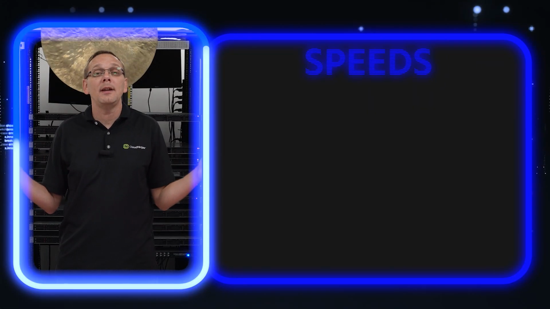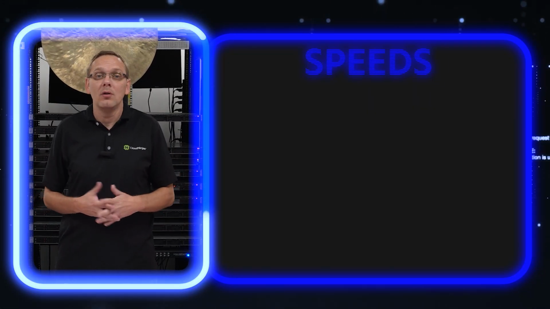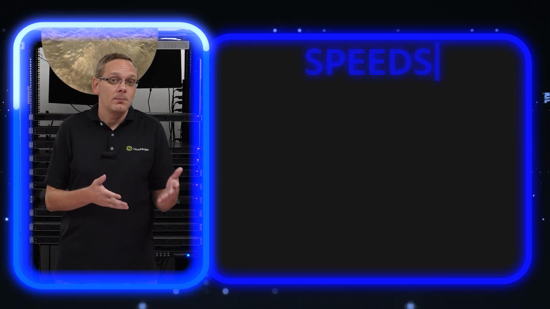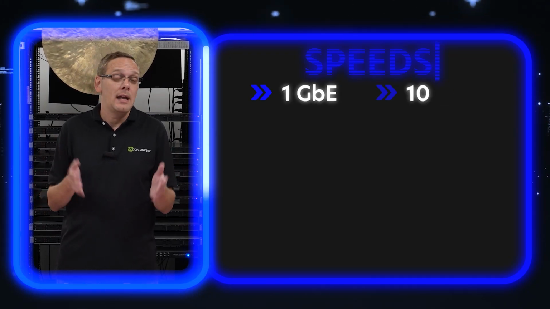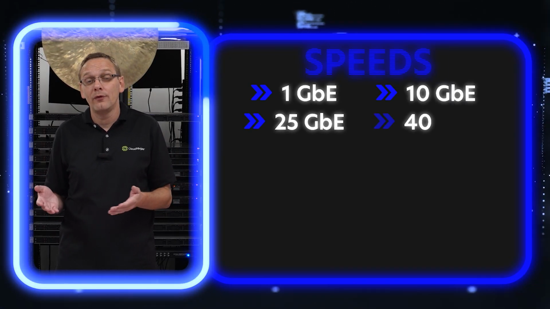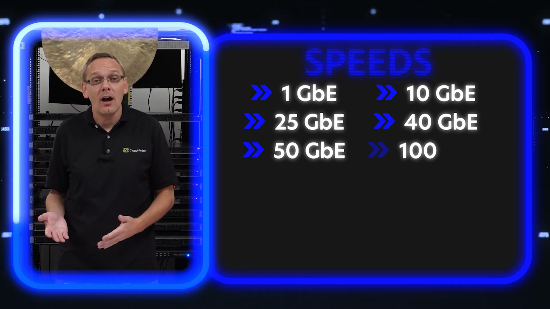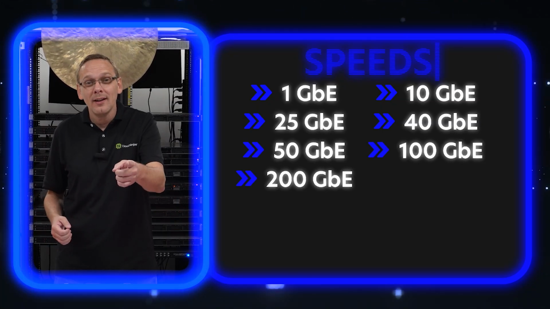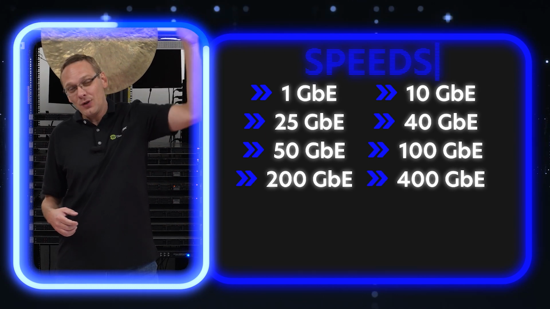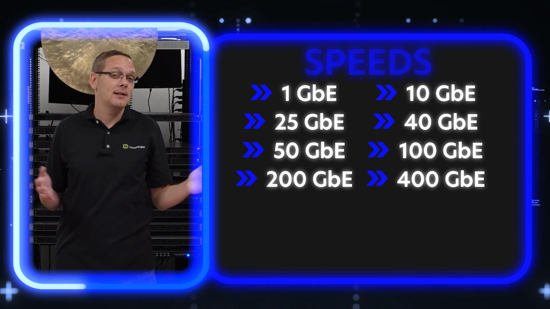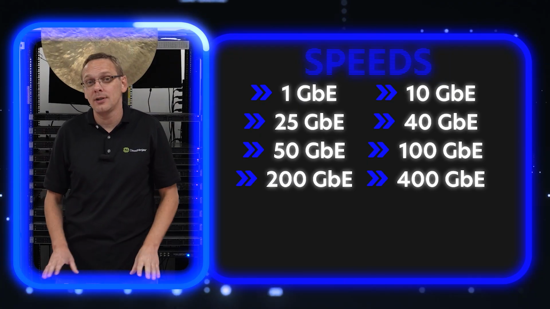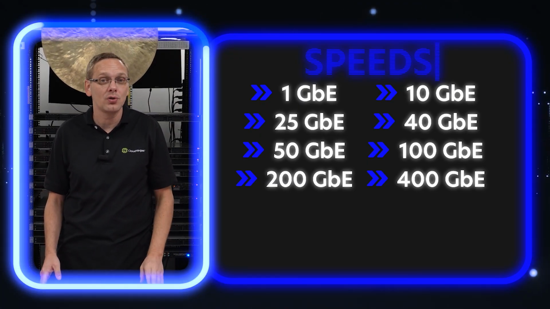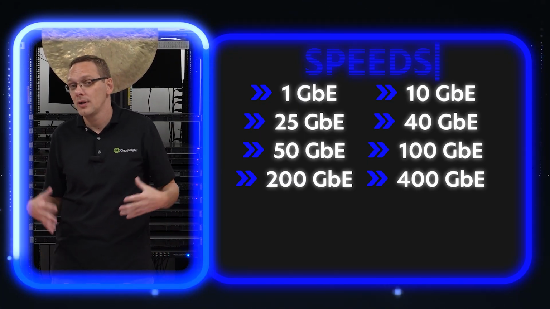So what speeds can I use? How fast can I go? Well, that's a great question. You can go as low as 1 gigabit, 10, 25, 40, 50, 100, 200. Can I hear a 400? You can go all the way to 400. That's incredibly fast, especially since this box is essentially now 2 gens old. To go all the way up to 400 is incredible.